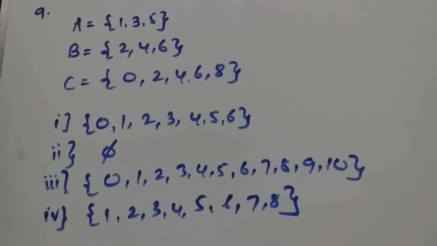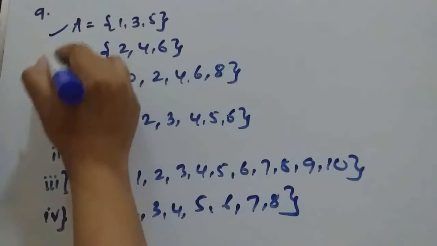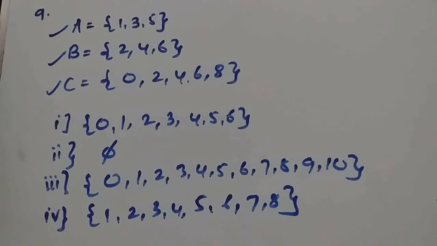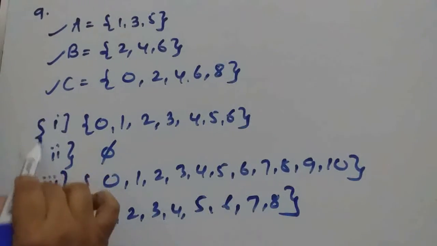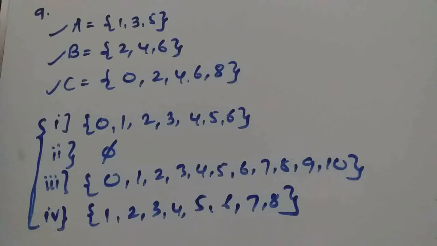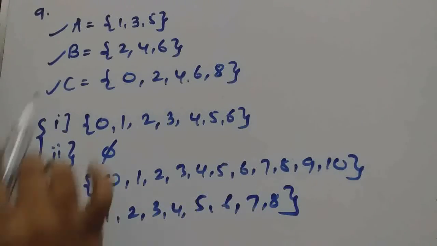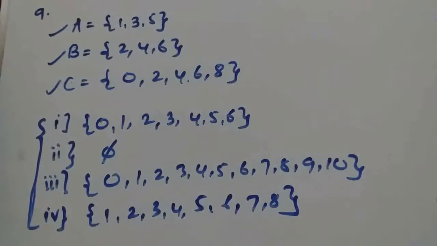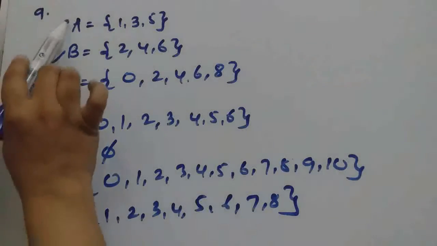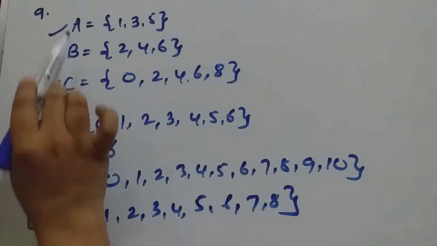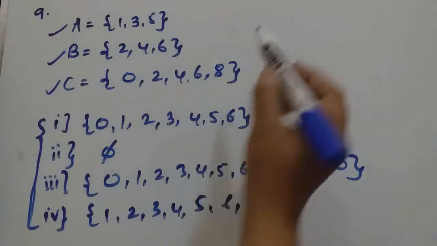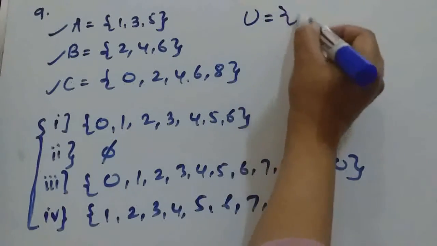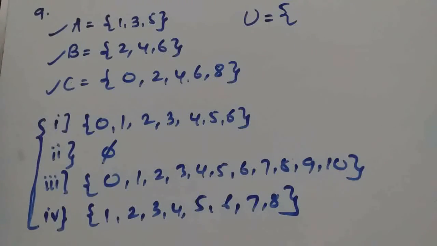Question 9 is, given the sets A, B and C. Now which of the following may be considered as, which of the following means among these 4, which of the following can be considered as universal set for all the 3 sets A, B and C. Now we know universal set should be bigger than all these 3 sets, and these 3 sets should be a subset of that universal set. Now first we will check what all elements should be contained in this universal set.